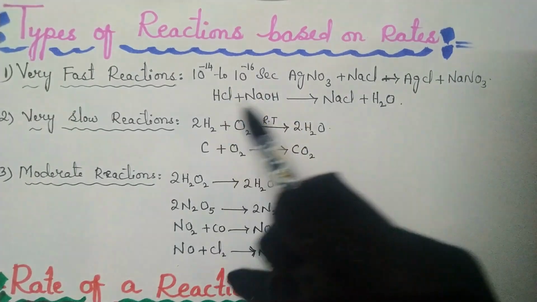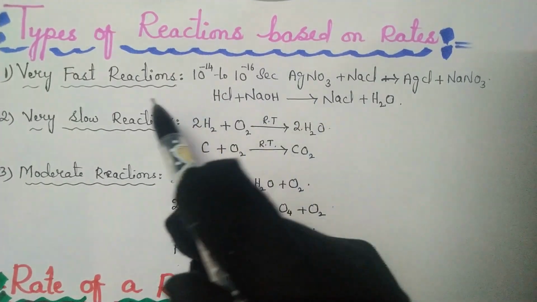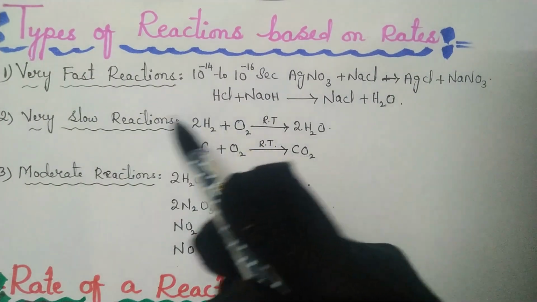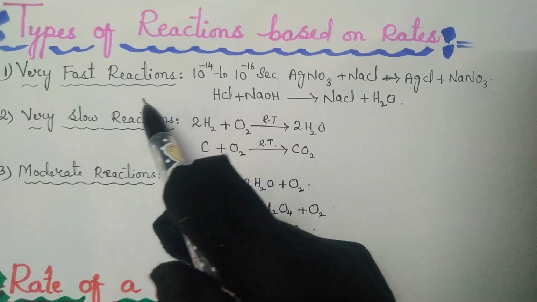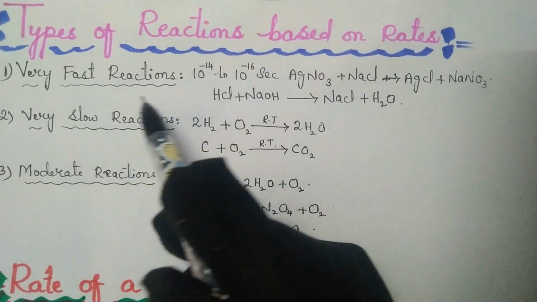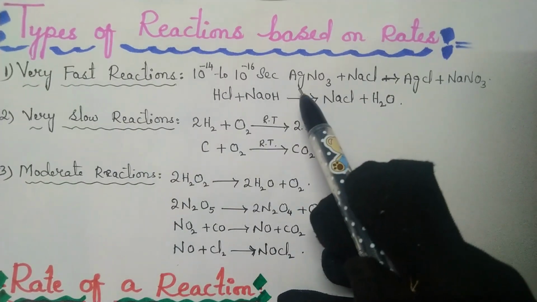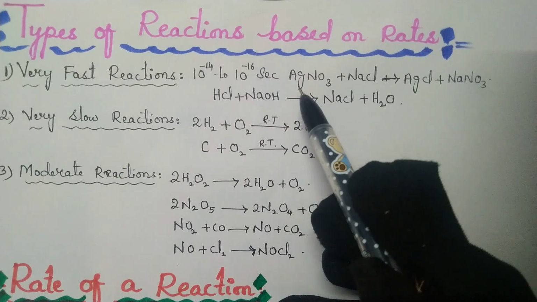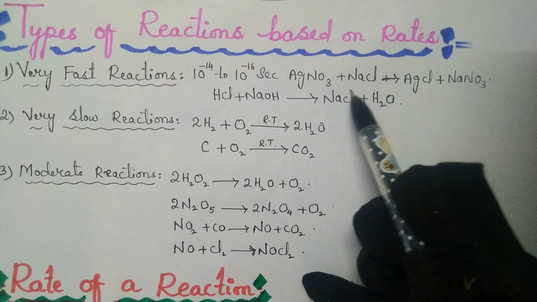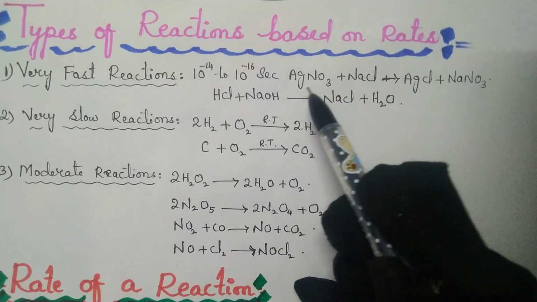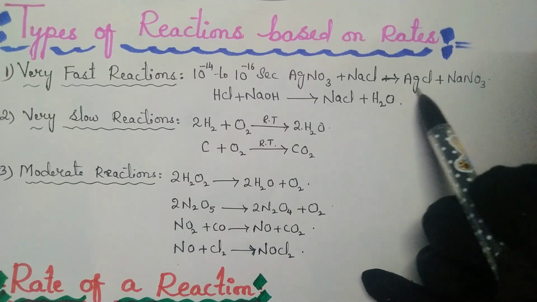Since the time required for the completion of these reactions is very small, it is almost impossible to determine the rates of these reactions. Now I will give some examples for this type of reaction. First one is the reaction between silver nitrate and sodium chloride. If we react silver nitrate and sodium chloride, then we will get the precipitate of AgCl.